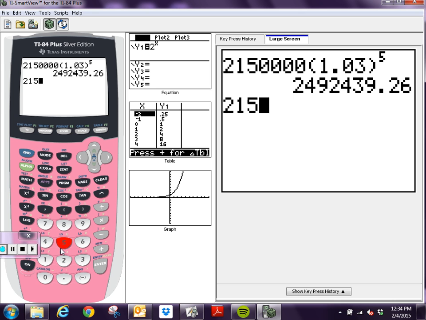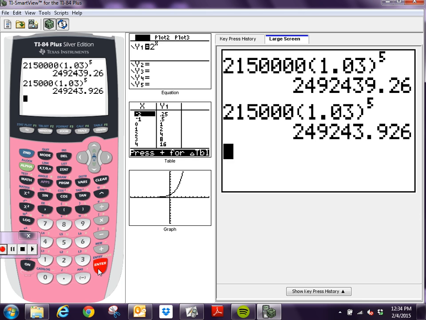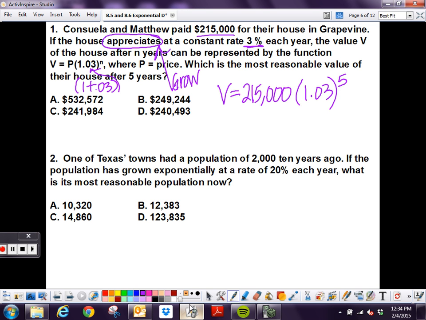So 215,000 times 1.03 to the 5th power. There we go. So 249,240. In this one, it looks like in the answer choices, it is rounding up. So that would be answer choice B.